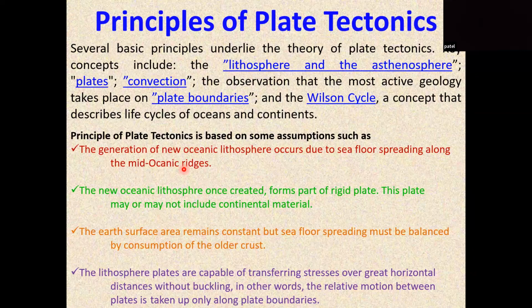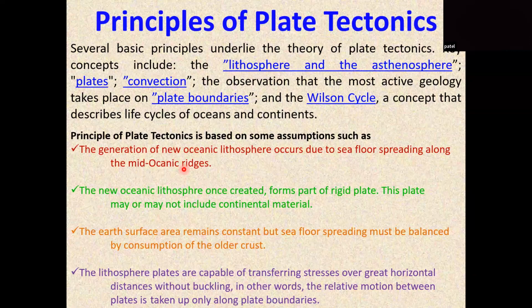Okay, so at the mid oceanic ridge, new lithosphere or new crust is formed, and that becomes part of the plate. The new oceanic lithosphere, once created, forms part of the rigid plate, and this plate may or may not include continental material. The plates generated at a mid oceanic ridge may include continents. Sometimes it may not include any continent and be completely oceanic crust, and sometimes it may be oceanic crust plus continental crust.